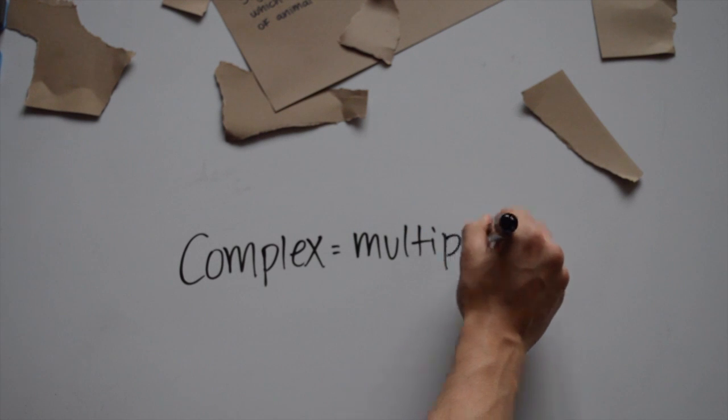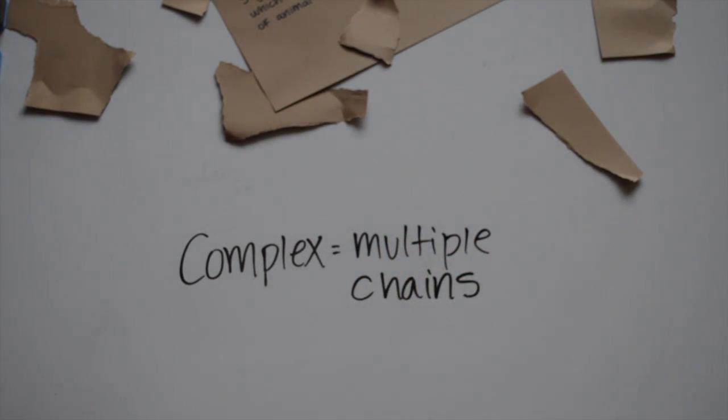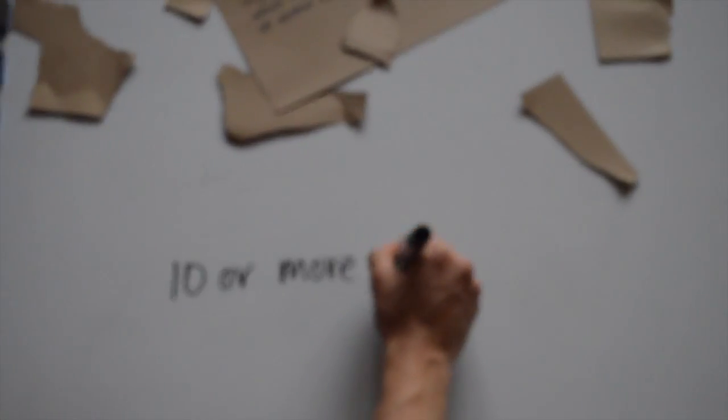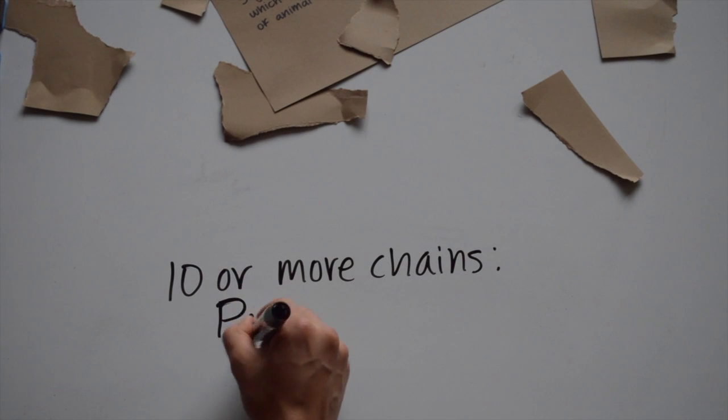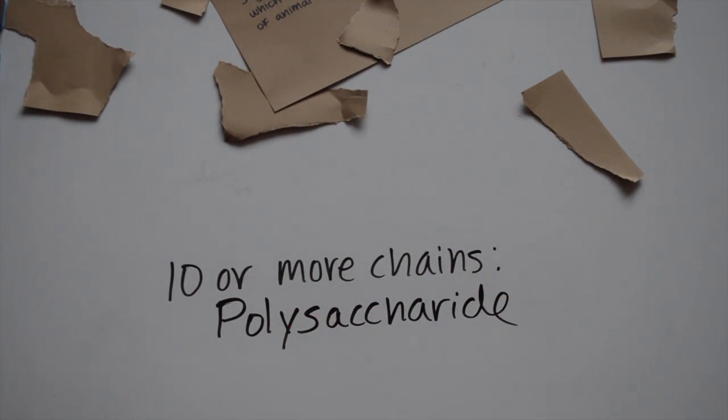Moving on to complex carbs. Complex simply means it's complex in its molecular structure. It has multiple chains. For example, polysaccharides have more than 10 chains of monosaccharides. Complex carbs split up into 2 things: starch and fiber. That's what it's most commonly known for.